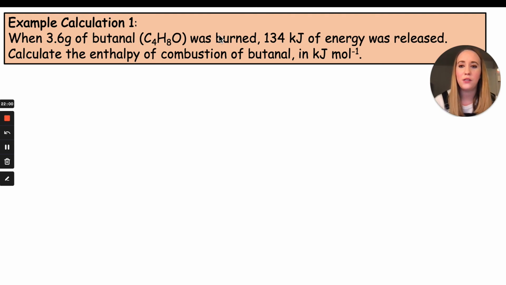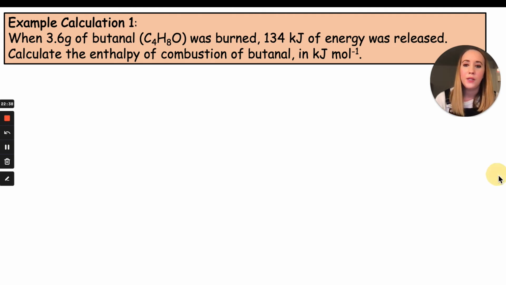We're being told that when 3.6 grams of butanol was burned, 134 kilojoules of energy was released, and we are to calculate the enthalpy of combustion of butanol in kilojoules per mole. As we're going through this calculation, remember you can pause the video so that you have time to write down the notes, and then just start again when you're ready for the next step.